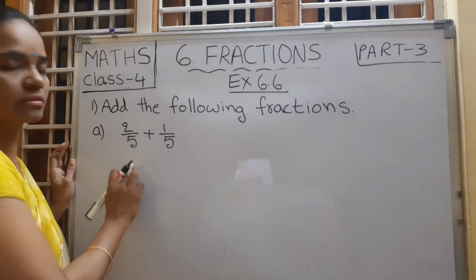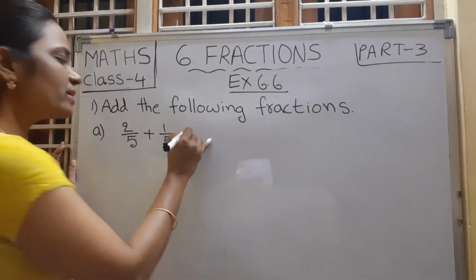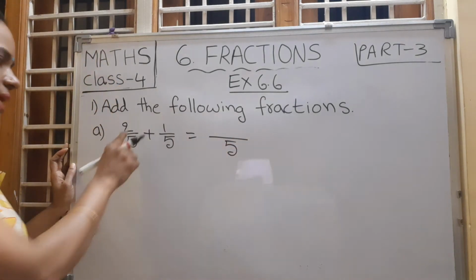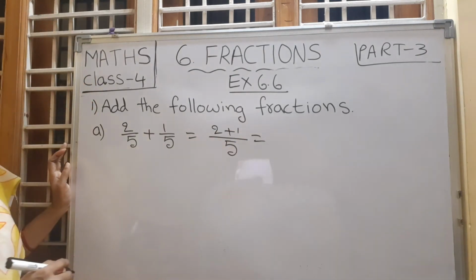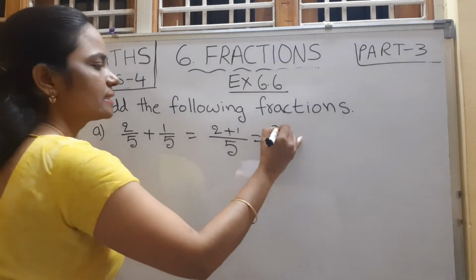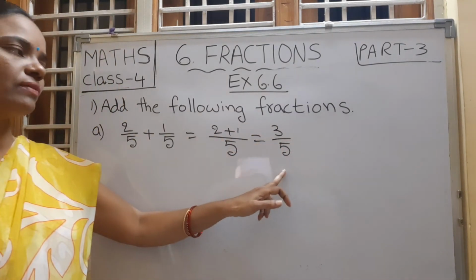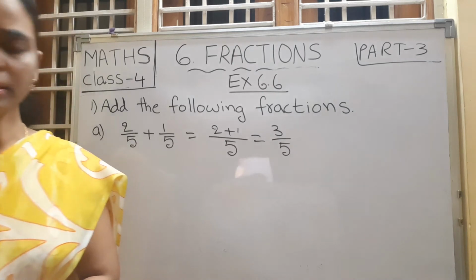These are like fractions, so just add the numerators. What is the common denominator here? 5. So we add the numerators, 2 plus 1. How much, children? 2 plus 1 is 3, so 3 by 5. Further, we can't simplify it. So the final answer is 3 by 5. Note it down, children.